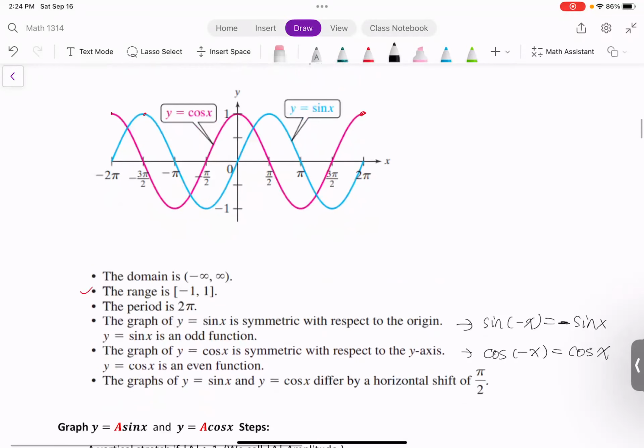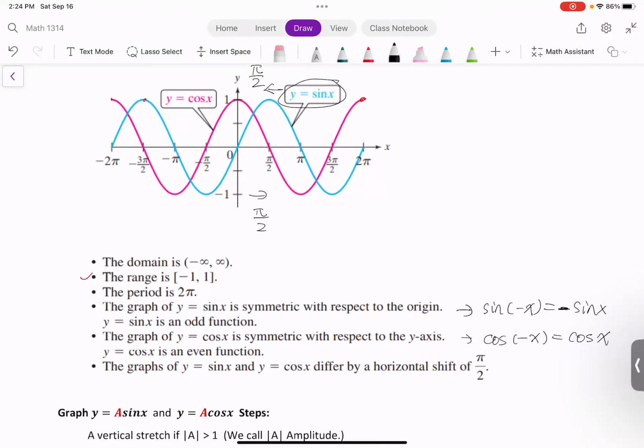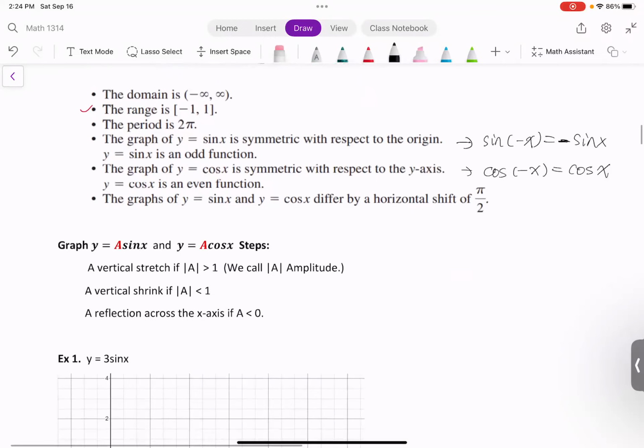Okay, let's see the graph. If I have the blue curve, which is sine x, and I shift it horizontally to the left pi over 2 units, I get my pink graph. And the pink function is the cosine function. If I move it to the right pi over 2 units, I get the blue trig function, which is sine x. So the difference between them is a horizontal shift of pi over 2.